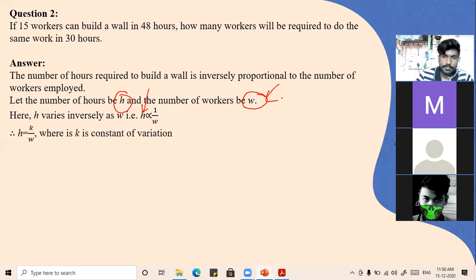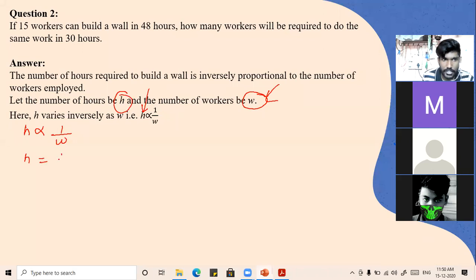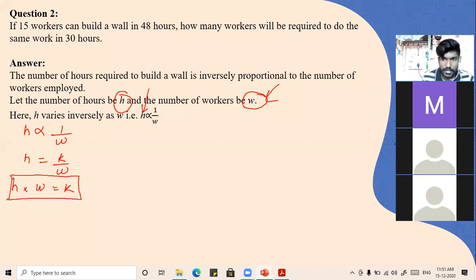Okay. Now here, if you see, H is inversely proportional to 1 upon W. Now this we have to write in the form of an equation. So this will become H equal to K upon W. Take W on the other side, it will get multiplied. H multiplied by W equal to K. So this is my equation.